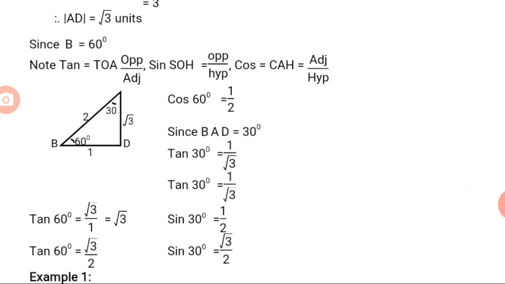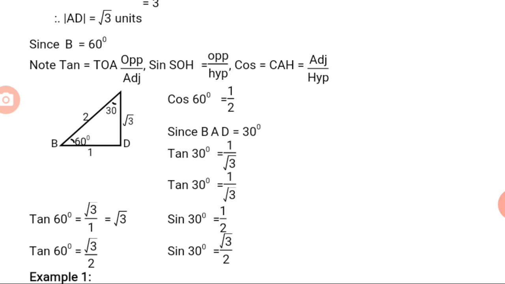1 all over root 3. Are we together? Therefore, we now go to cos. Cos 30 degrees, not tan 30 degrees. Cos is adjacent all over hypotenuse. Adjacent all over what? All over hypotenuse. Is that clear?